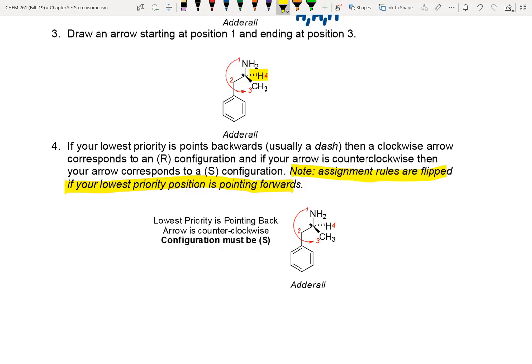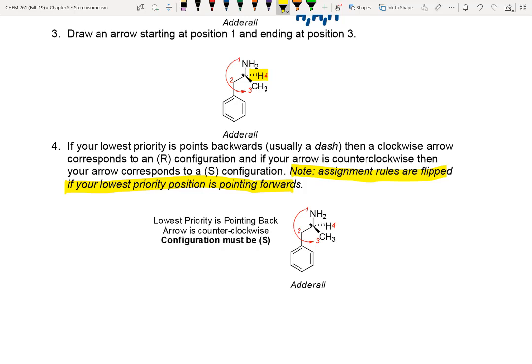It would be an R stereocenter. So we do have to account for that flip. And then some students will say, well, what if your lowest priority is neither a wedge nor a dash? It's a little bit trickier, but we have a neat trick that will help us out with it.